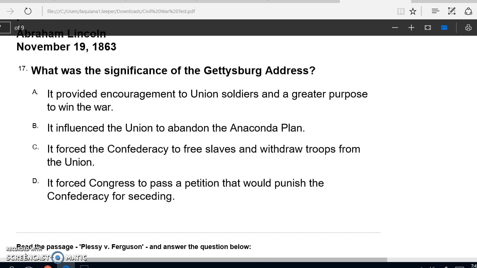What was the significance of the Gettysburg Address? A. It provided encouragement to Union soldiers and a greater purpose to win the war. B. It influenced the Union to abandon the Anaconda Plan. C. It forced the Confederacy to free slaves and withdraw troops from the Union. D. It forced Congress to pass a petition that will punish the Confederacy for succeeding.